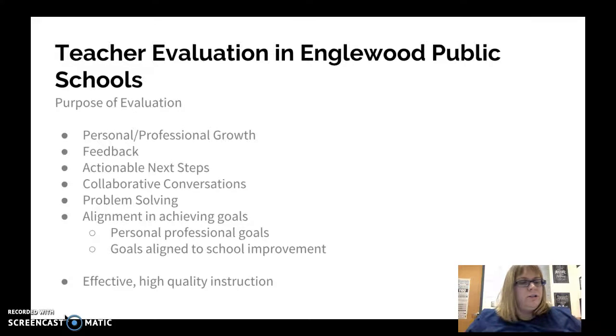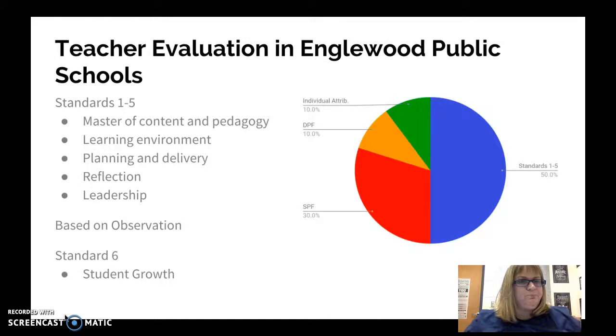So we want the teachers to achieve their personal professional goals, and we also want them to work towards our goals aligned to school improvement, which again creates a much more collaborative environment. We're not working against each other as teachers. We're really trying to reach the best for our kids and doing school improvement. And then our other focus is really high quality, effective instruction for all students.